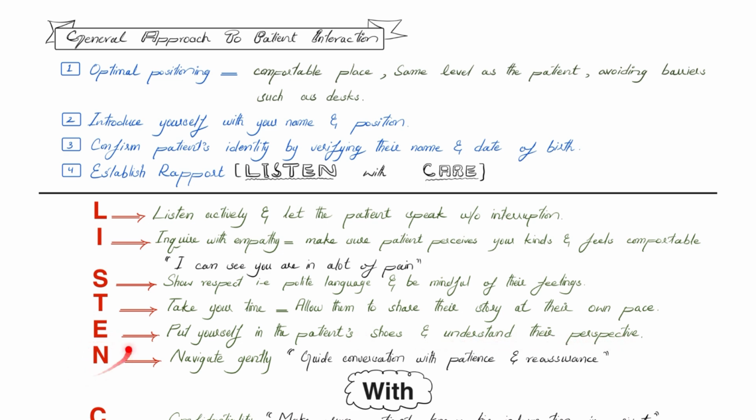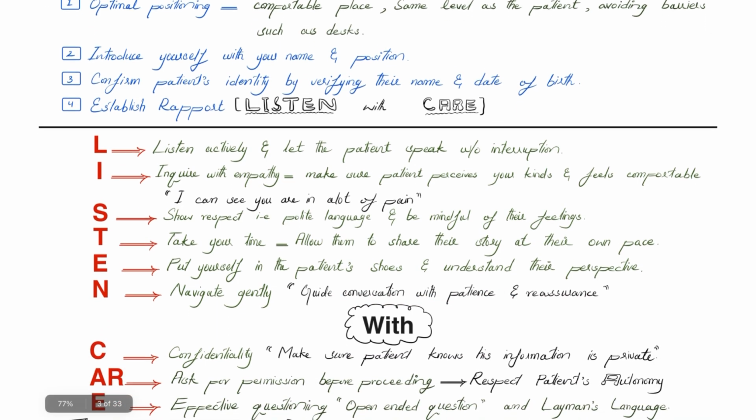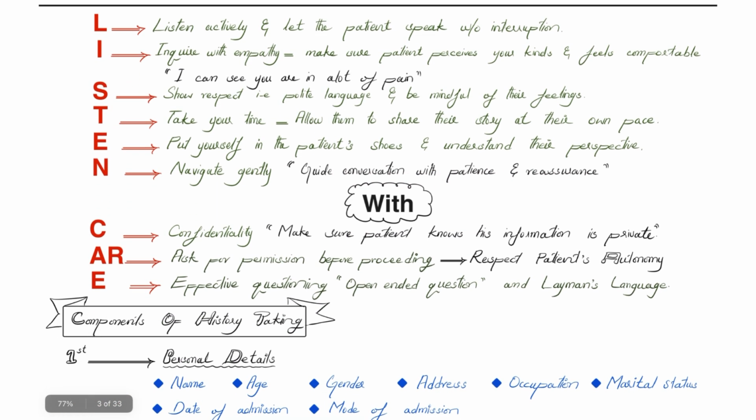Then navigate gently, guiding the conversation with patience and reassurance. Like don't say, "Oh my god, I have 20 more patients to look at, so please hurry up and tell me what the hell is wrong with you," right? Never do it. Be patient and be gentle. And C stands for confidentiality. Make sure the patient knows his information is private and that you are not supposed to share the patient's personal information with anybody else.